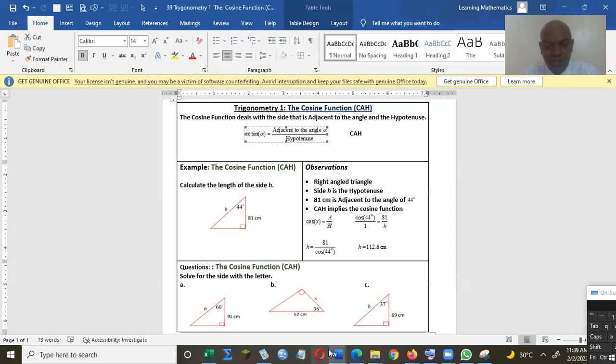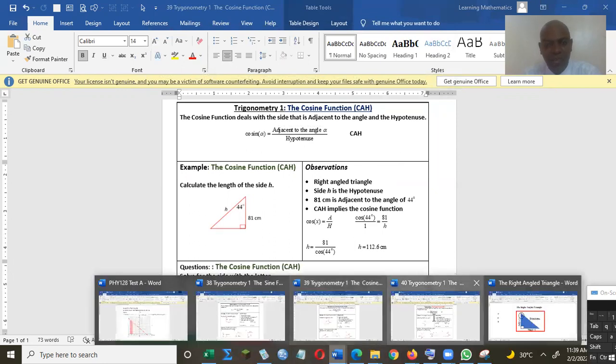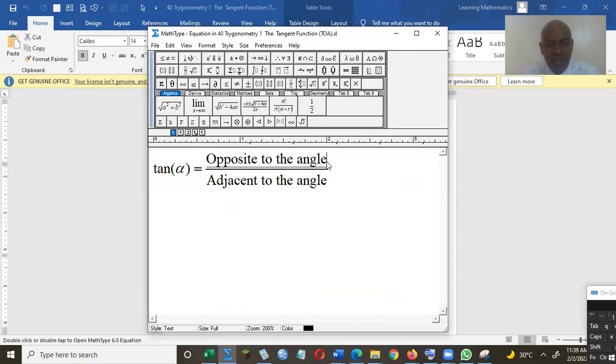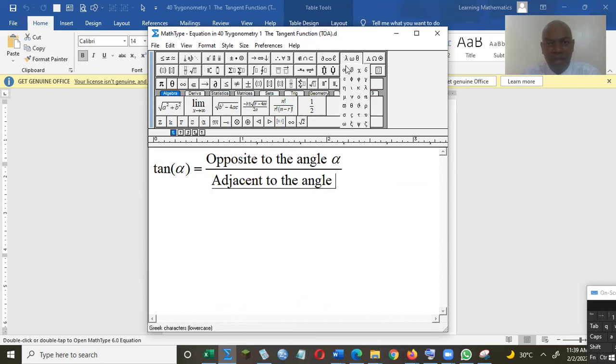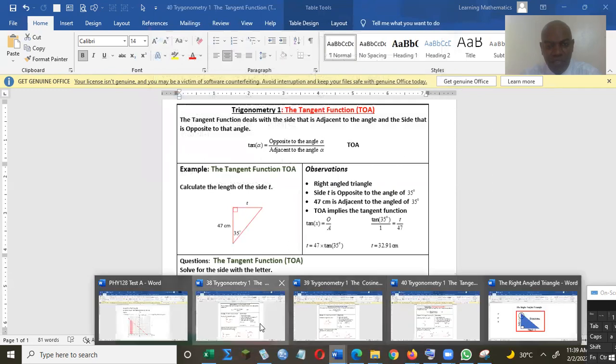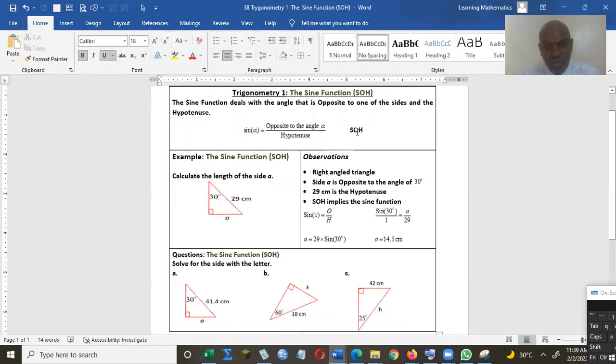Okay, and the tangent of the angle alpha will be equal to the side opposite of the angle alpha divided by the side adjacent to the angle alpha. Okay, and the three are commonly abbreviated as SOH. Opposite, remember O is opposite to the angle alpha.